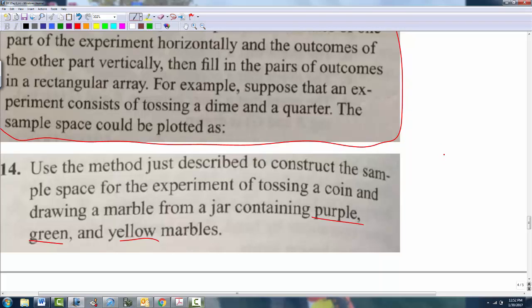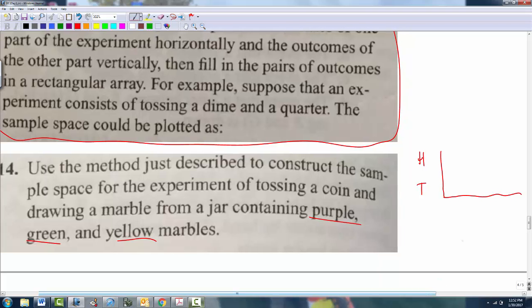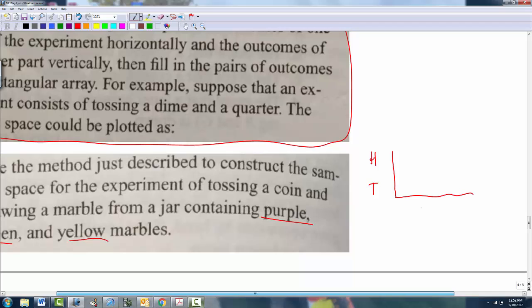Well, what are your possibilities for the coin? Heads or tails? This is how they tell you can do this sometimes. And then what's your possibilities for drawing out a marble? You could either get a what? Purple?